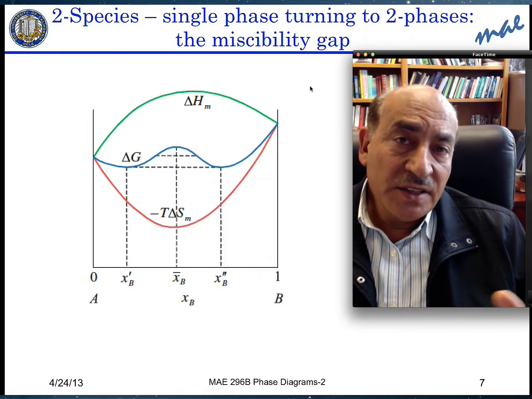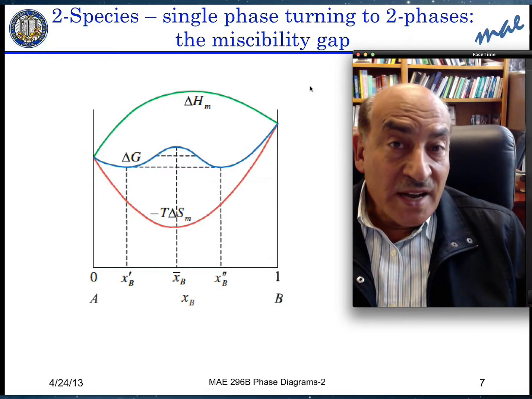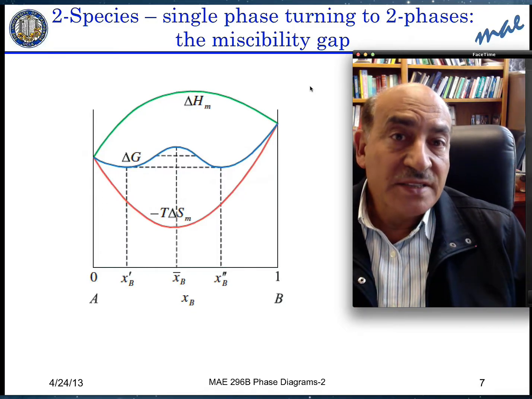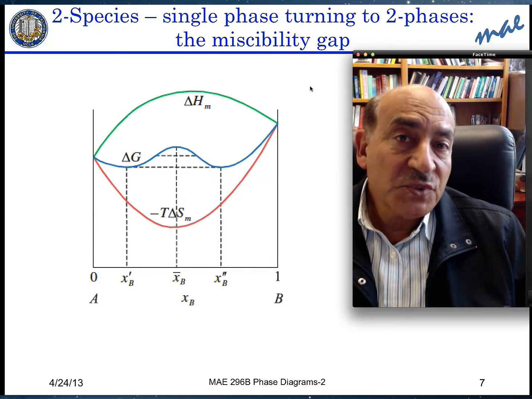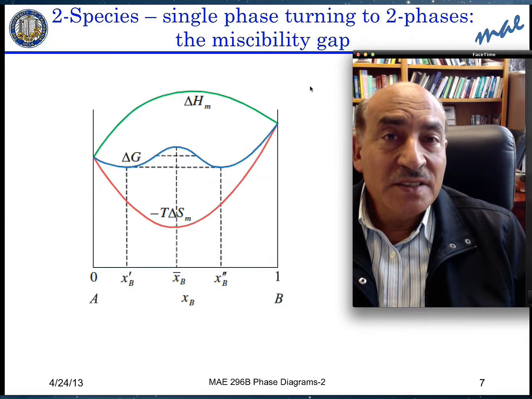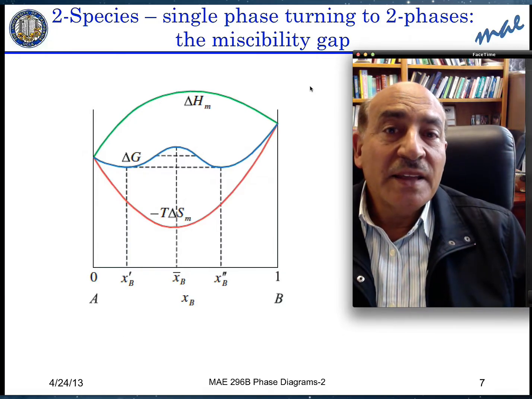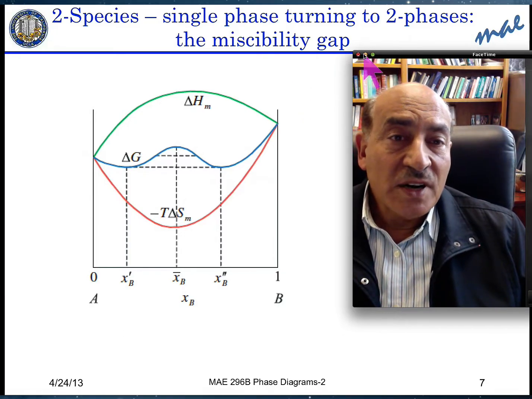And that condition exists when we have delta H mixing switch sign, and that happens as a function of temperature. So if the delta H mixing for a given temperature becomes positive instead of negative, then they repel each other. They don't like each other, and that can create this miscibility gap that I'm going to talk about.